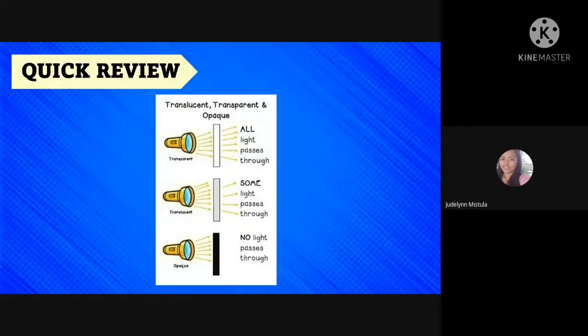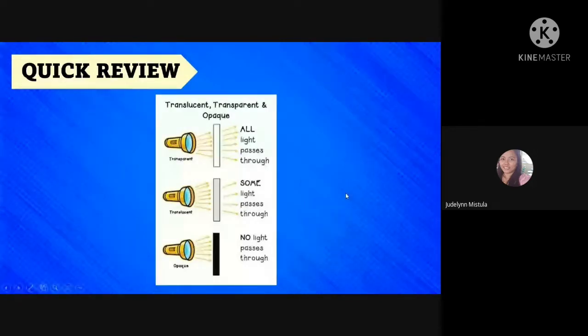Examples of such materials are our tinted glass, the tinted windows of cars, and our sunglasses. Lastly, opaque materials are those objects which do not allow light to be transmitted. Instead, light is absorbed in these objects. Materials such as wood, stone, metals, and concrete are opaque to visible light. Thus, light cannot be transmitted, but it is absorbed.